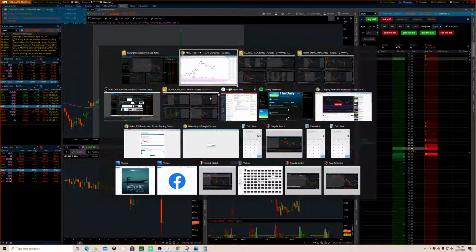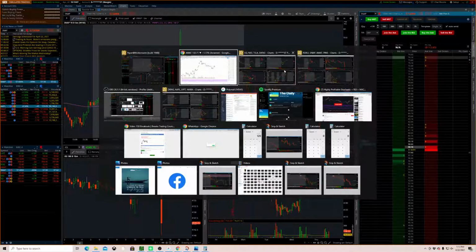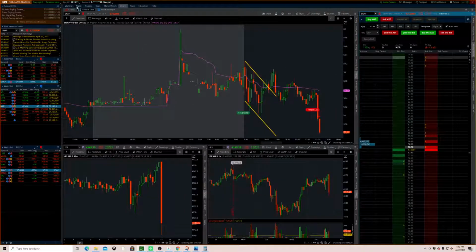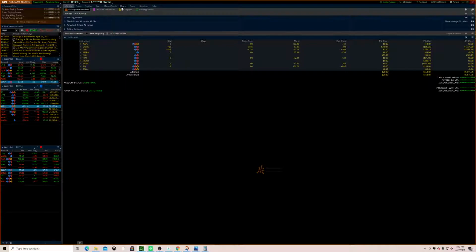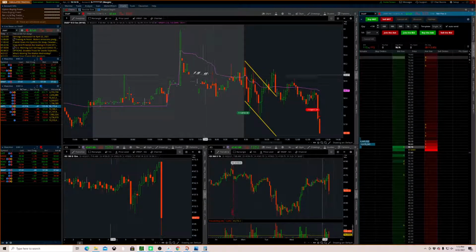Oh no, no, no, no. We are losing our gains. Snap was actually doing really well. So I think, yeah, we were 1,200. Now we've lost a lot. Doesn't matter.